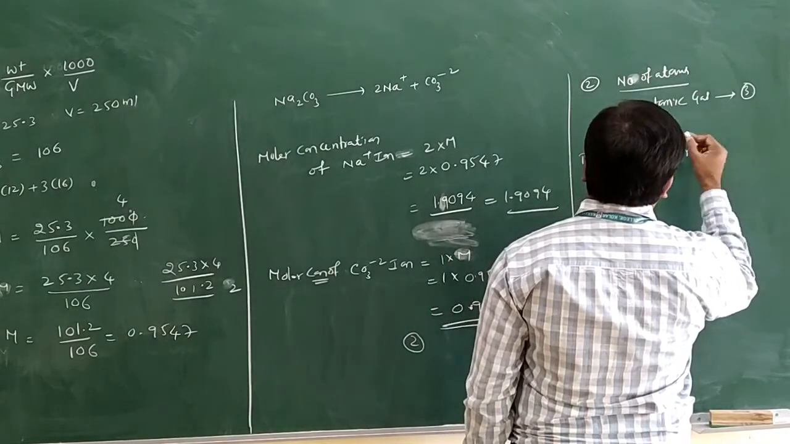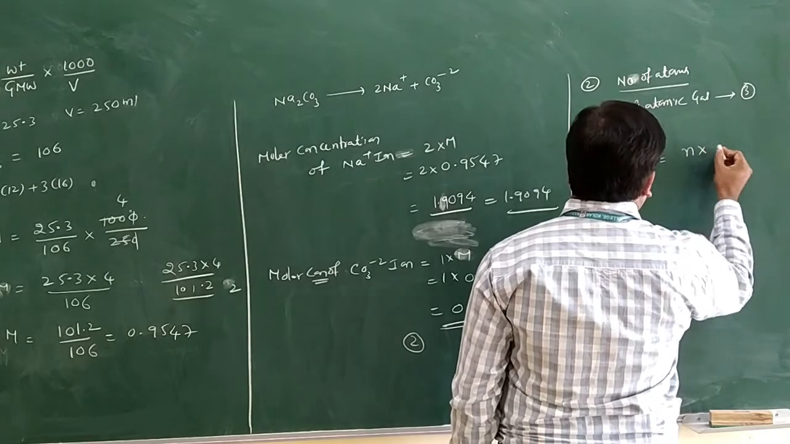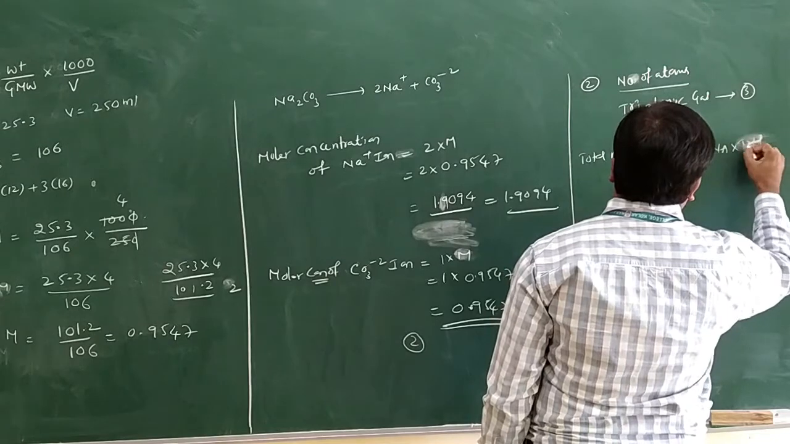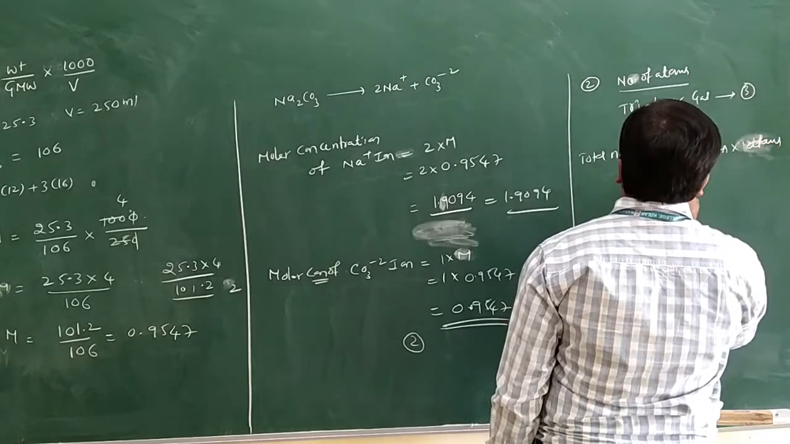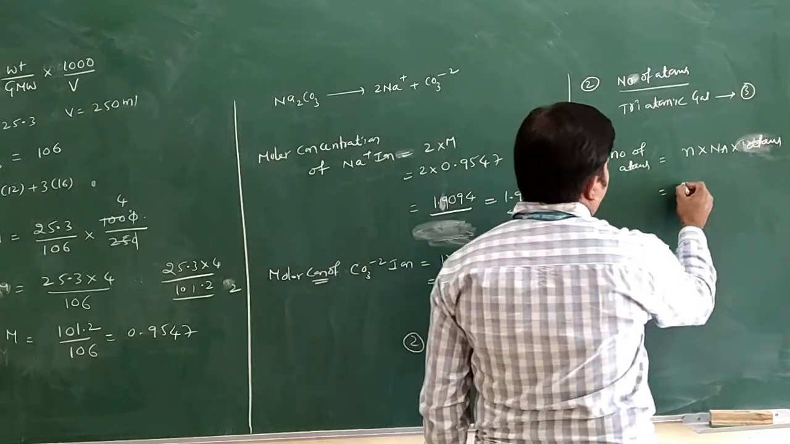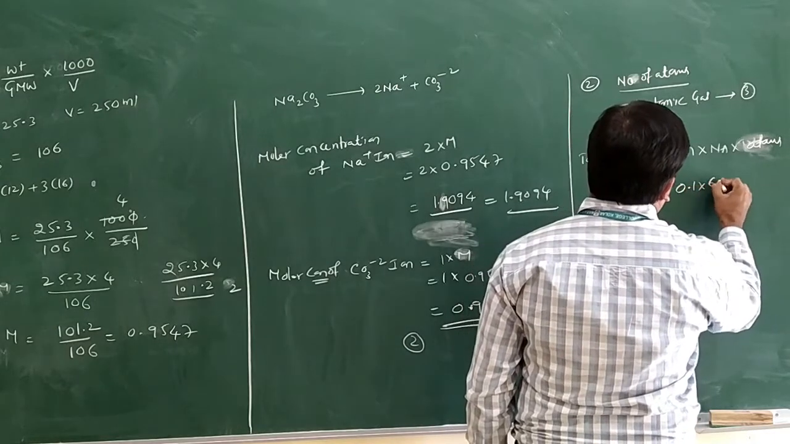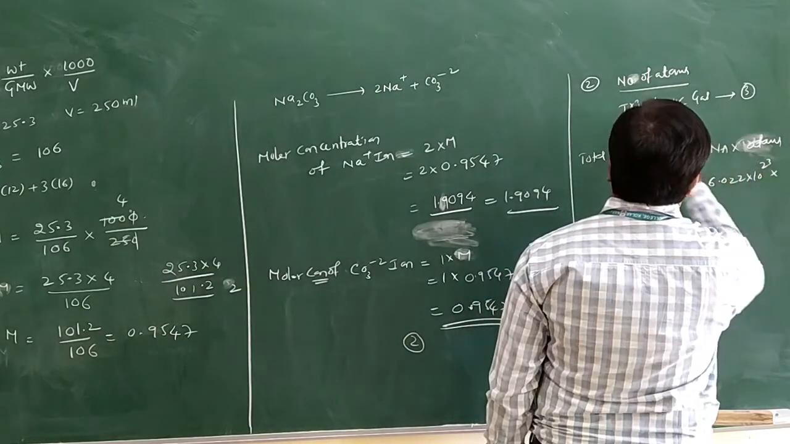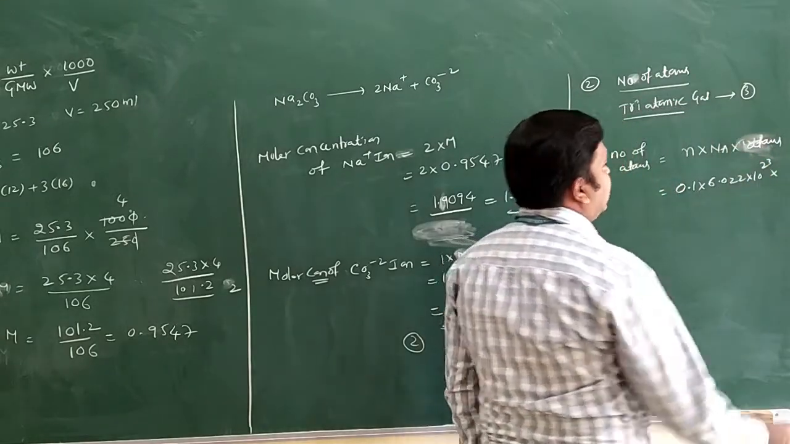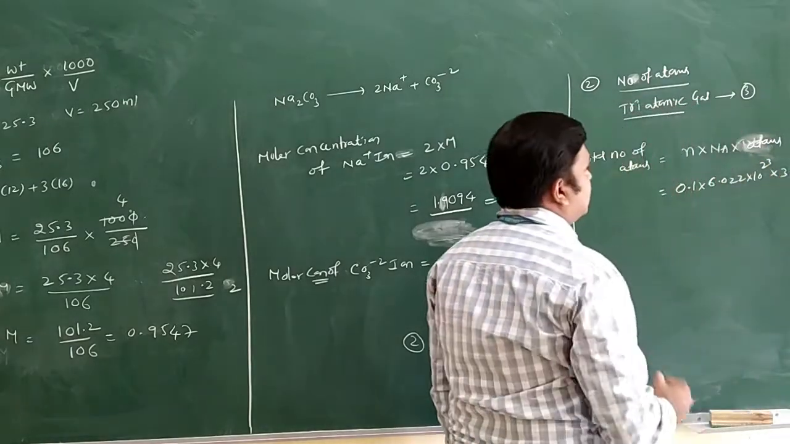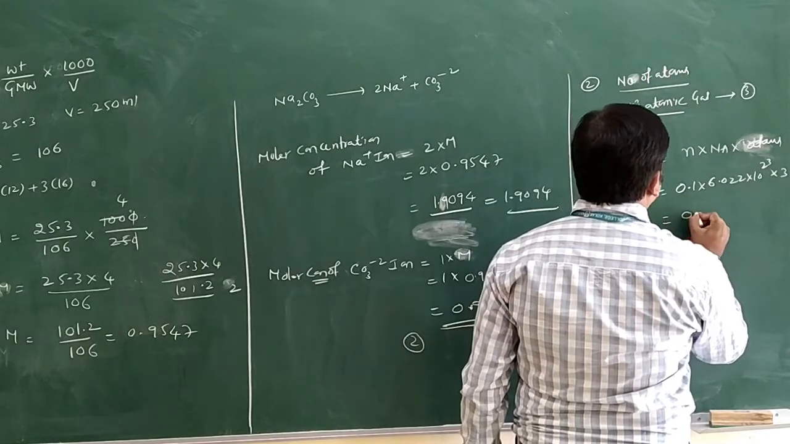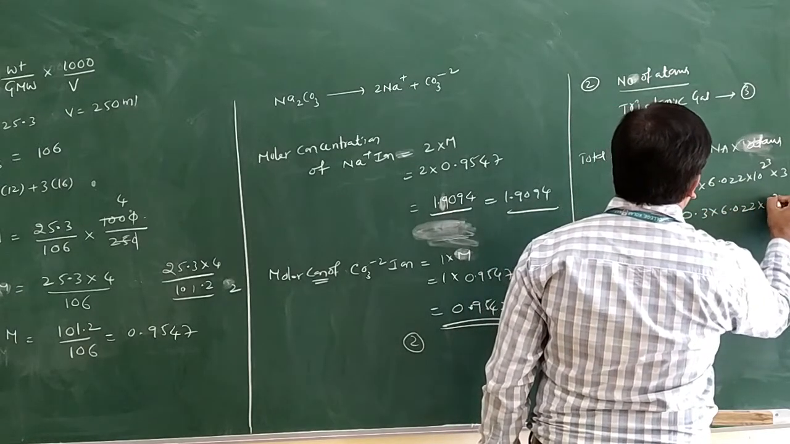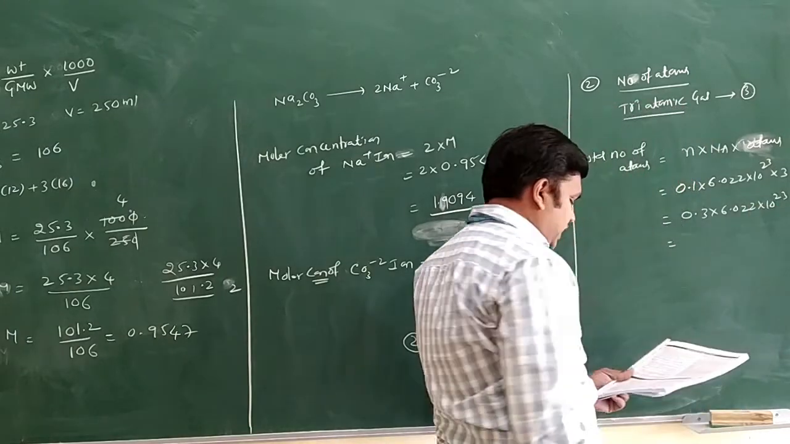Number of moles into Na, what will you write here? Number of atoms, you are writing. Number of moles, how much is given? This is 0.1, Na value 6.022 into 10 power 23. What is the gas? It is a triatomic gas, so this is 3 only. Then what will you get here? This is 0.3 into 6.022 into 10 power 23 we have.